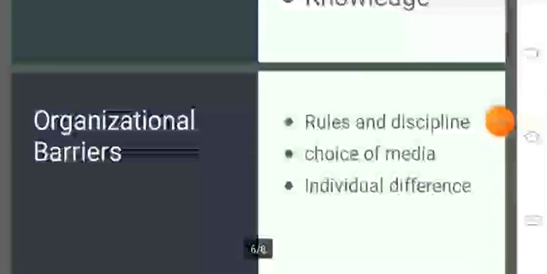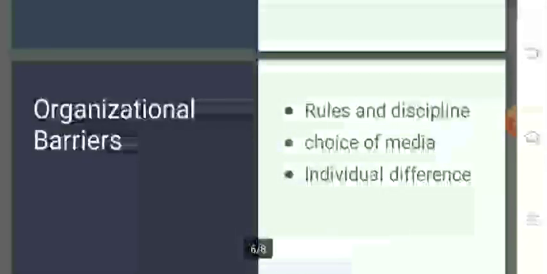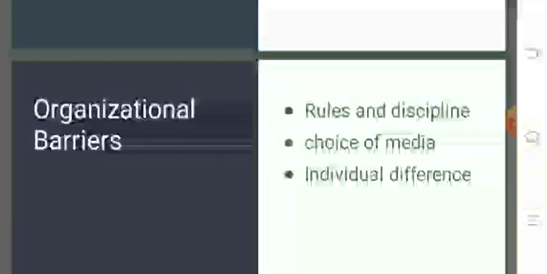Another one is organizational barriers. Some schools' rules and disciplines are very rigid. At that time the students are not capable of obeying the rules and disciplines. So the rules and disciplines should be in a flexible manner.